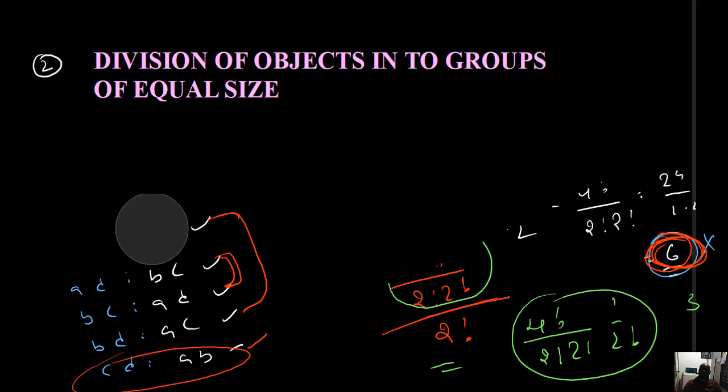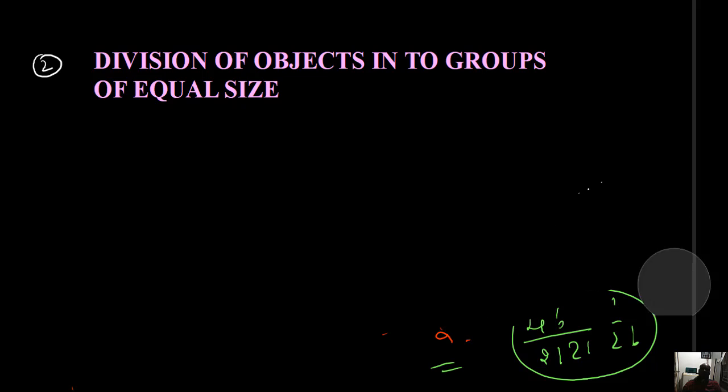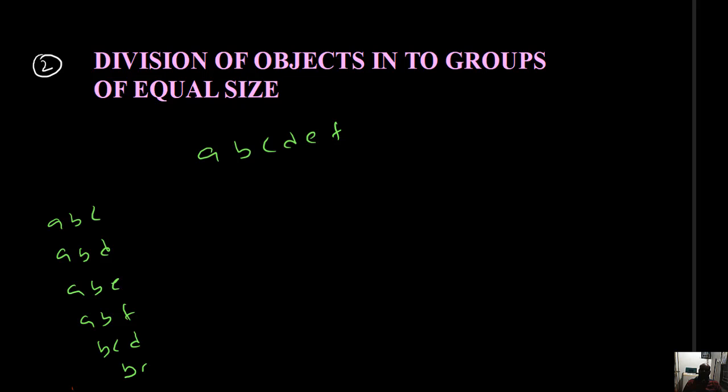One more example I want to explain. Listen. For example, A, B, C, D, E, F are given. You want to make 2 groups each containing 3. So what can I say? A, B, C, A, B, D, A, B, E, A, B, F, or B, C, D, B, C, E, B, C, F.